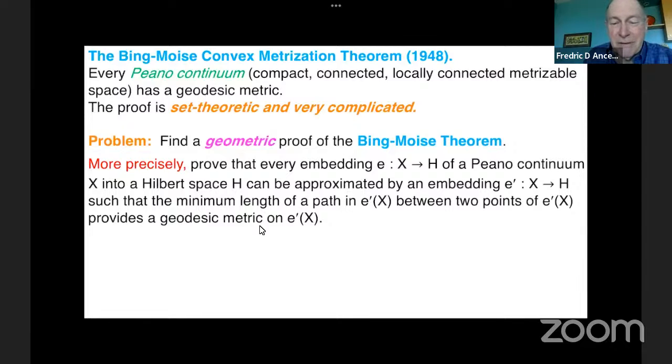Wait, what does this say? Yeah, so that you can use the length function within the image to give a geodesic metric. So in other words, you want to take an arbitrary embedding in a Hilbert space and perturb it so that nearby points are joined by paths of finite, of small length. If you could do that, you would have what I would call a geometric proof of this Bing-Moise theorem. And I've thought about this. I have some ideas, but I don't know how to finish it off.